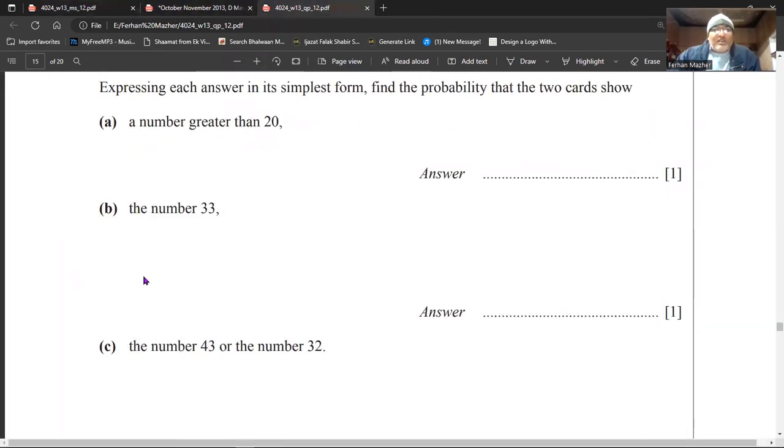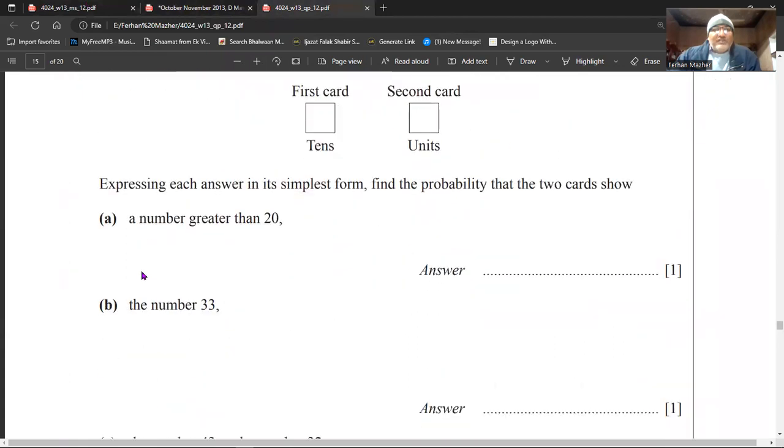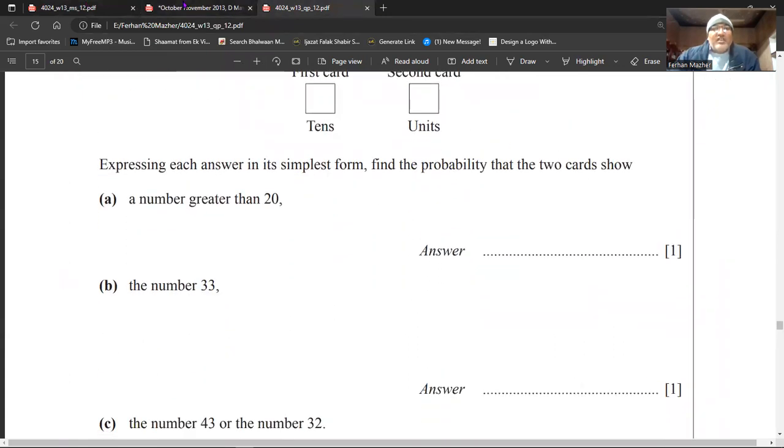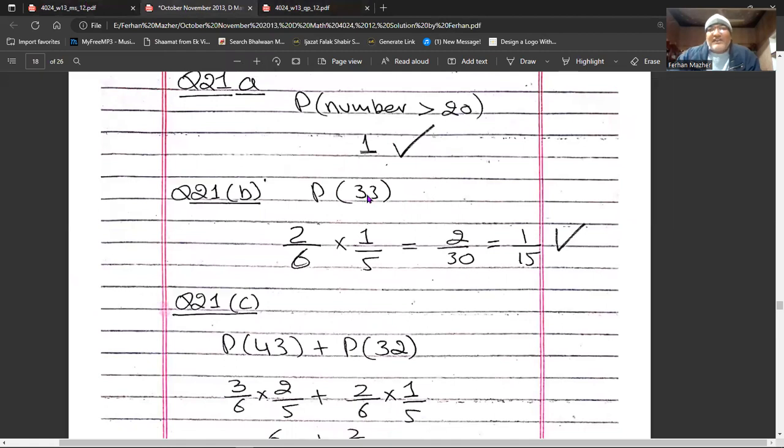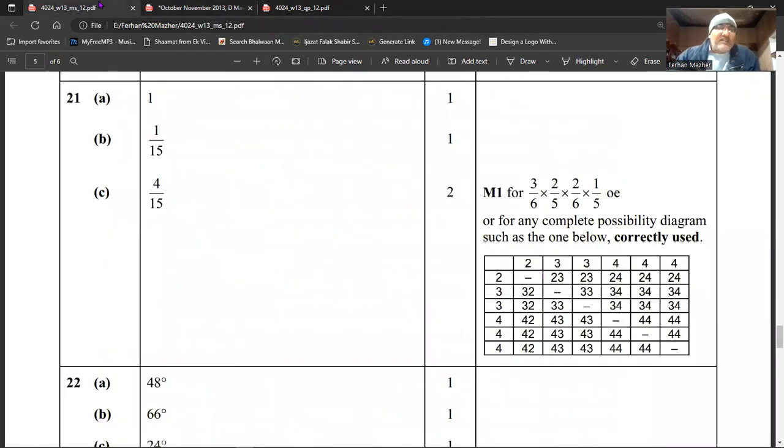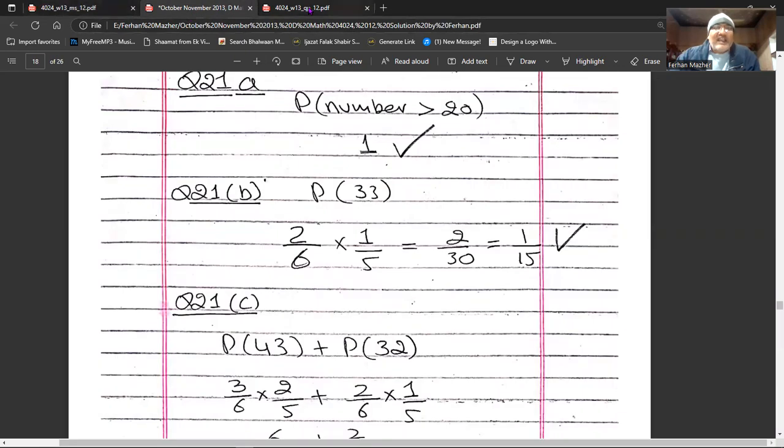Okay, question number 21, part B. He says the number 33. So the chance that you get 3 as the first number will be 2 by 6, multiplied again by getting 3, that will be 1 by 5. The answer will be 2 by 30, that will be 1 by 15. 1 by 15 is the right answer.